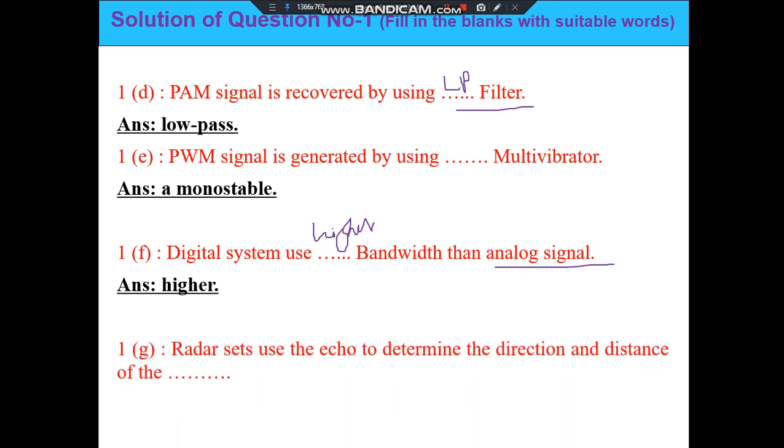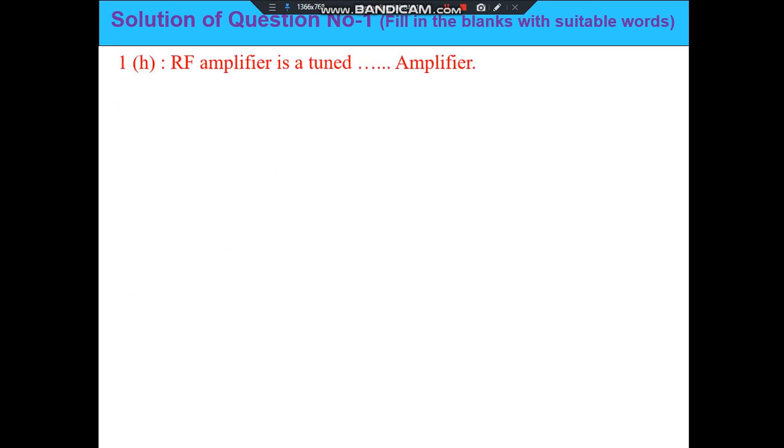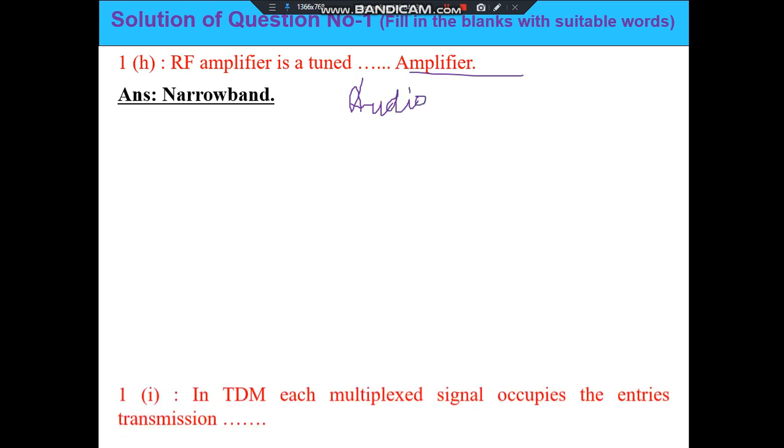Next, radar sets use the echo to determine the direction and distance of reflecting objects. So echoes are generally used to determine the distance and direction of the reflecting objects. Next, RF amplifier is a tuned dash amplifier. It is a narrow band or audio amplifier.